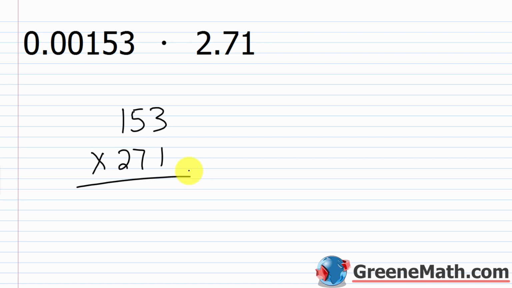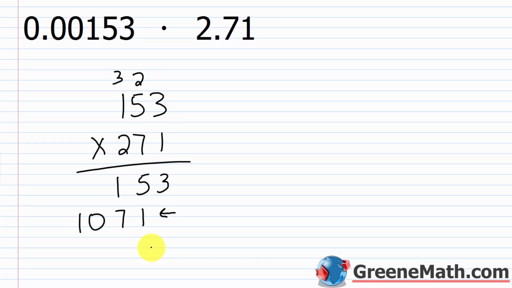And I just multiply. So 1 times 3 is 3, 1 times 5 is 5, and 1 times 1 is 1. Now I'm going to the tens place, so I need to move to the left in my answer. 7 times 3 is 21. Put a 1 down, carry the 2. 7 times 5 is 35, plus 2 is 37. 7 down, carry the 3. 7 times 1 is 7, plus 3 is 10. And move over one more time. We're going to the hundreds place.